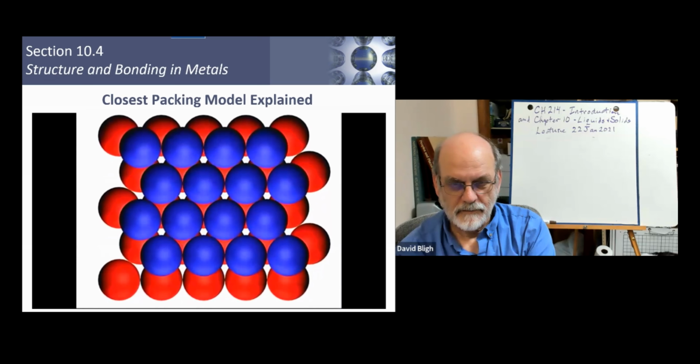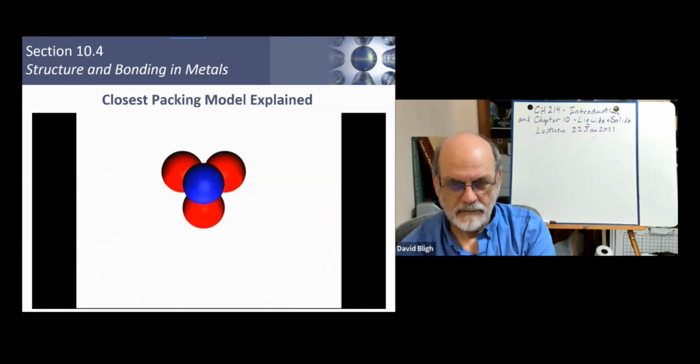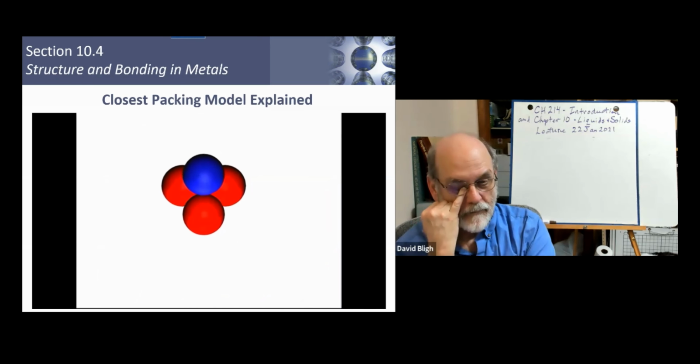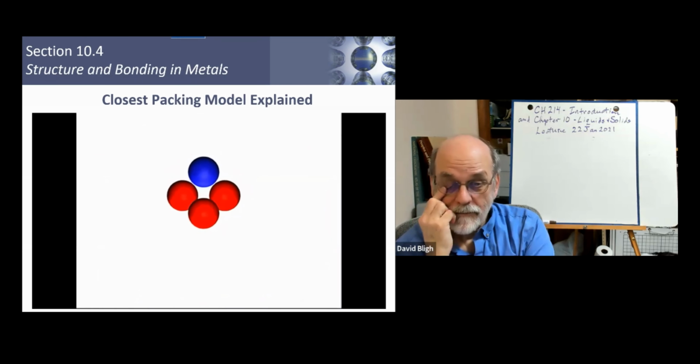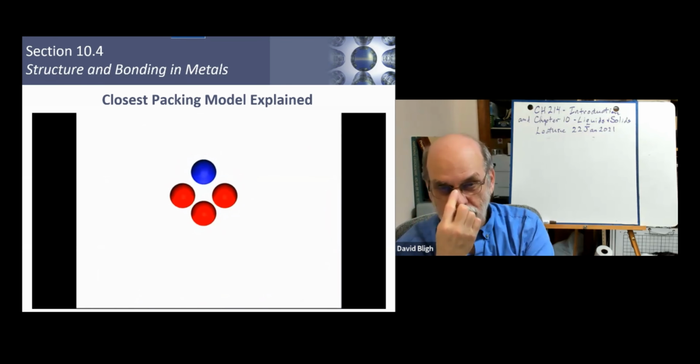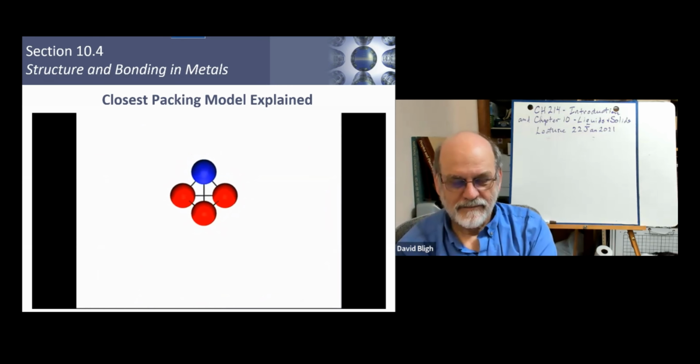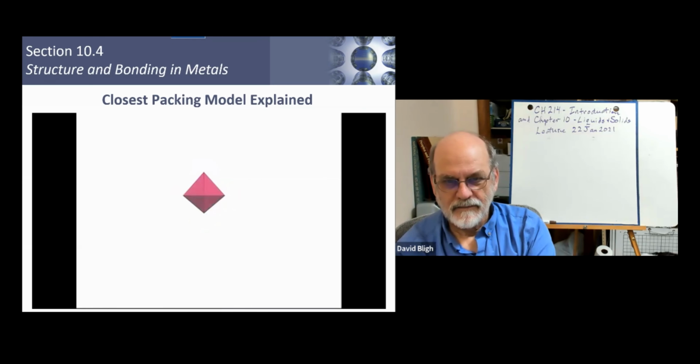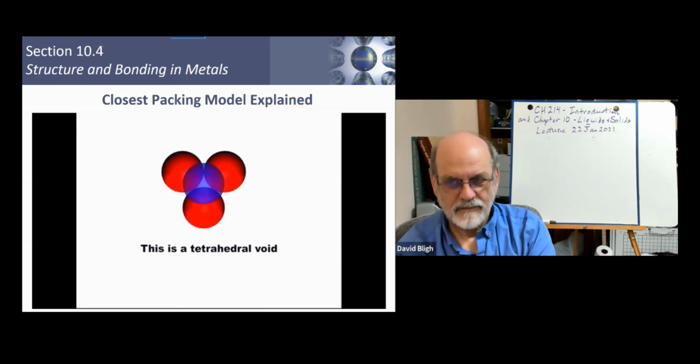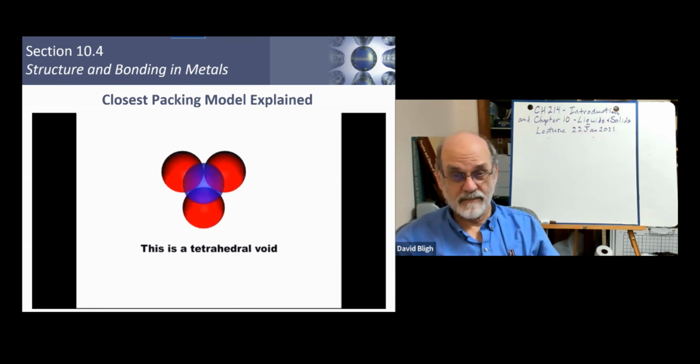The tetrahedral voids are created by four spheres. First, we make the spheres a bit smaller in order to understand the shape. Then we join the centers of the spheres by straight lines. The shape is a regular tetrahedron. So the void is called tetrahedral.